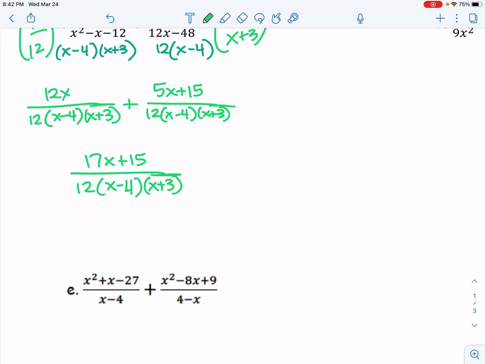I want to make sure I can't simplify or factor out my numerator, which I cannot. So because I can't factor that, that means nothing is going to cancel out with my denominator. So this is my final answer, and my excluded values are 4 and negative 3.